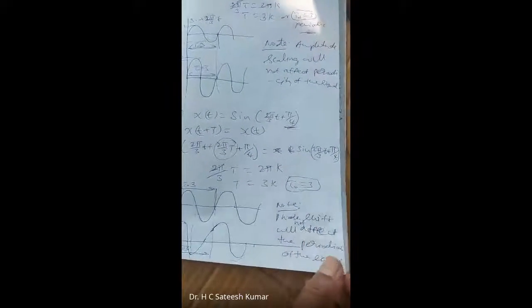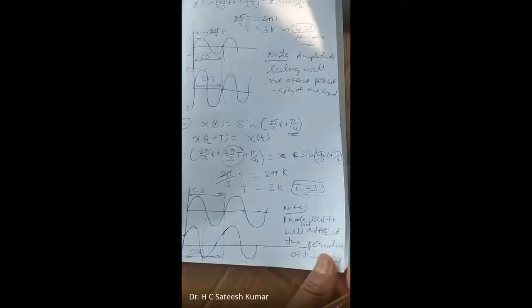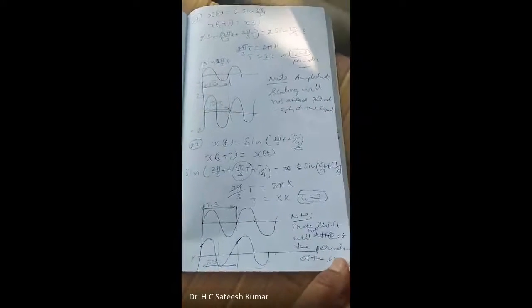So that is about the periodicity of the individual trigonometric functions. Now let us go for the periodicity of the sum of two signals.